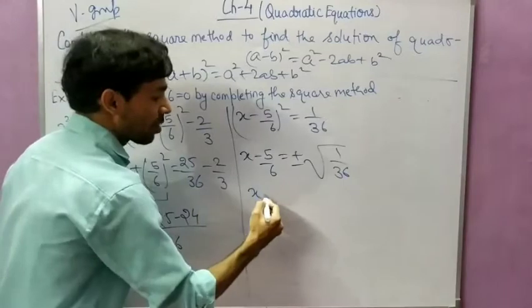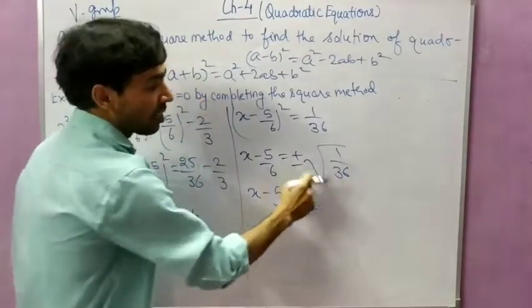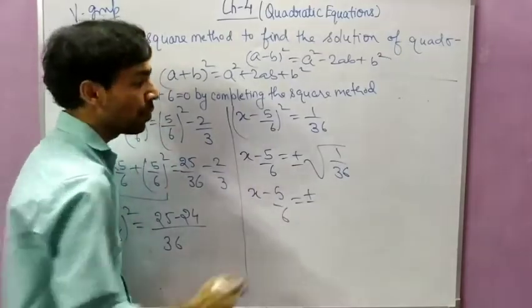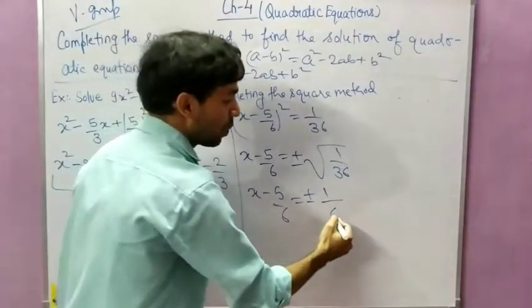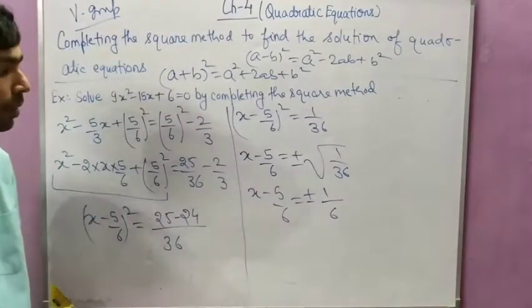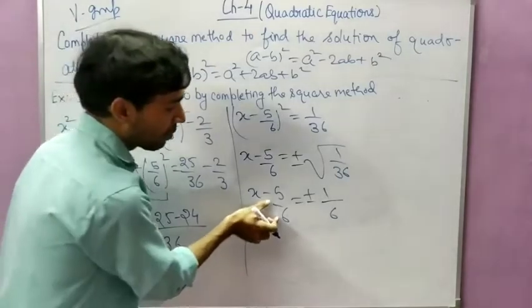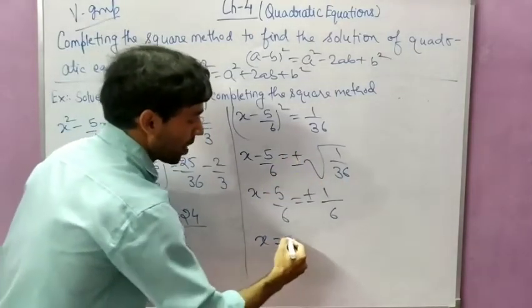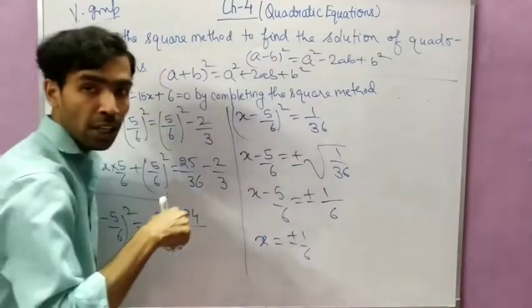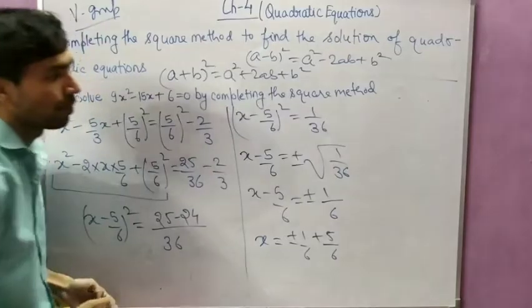So x minus 5 by 6 will become plus minus the square root of 1 by 36. The square root of 1 is 1, and the square root of 36 is 6, so 1 by 6. Okay. Now what you do, you transfer this 5 by 6 to this side. So x equals plus minus 1 by 6 as it was earlier, and then plus 5 by 6.